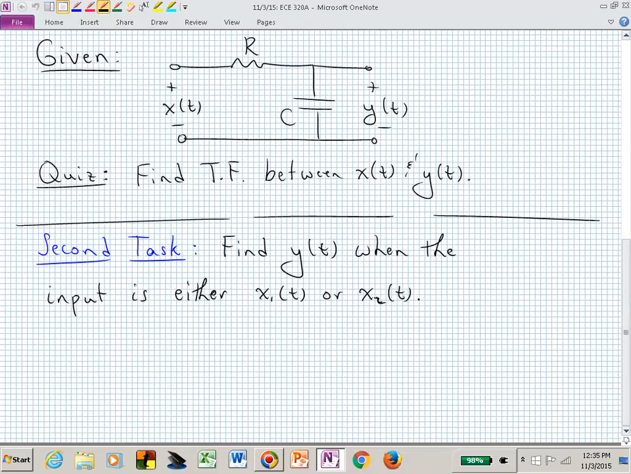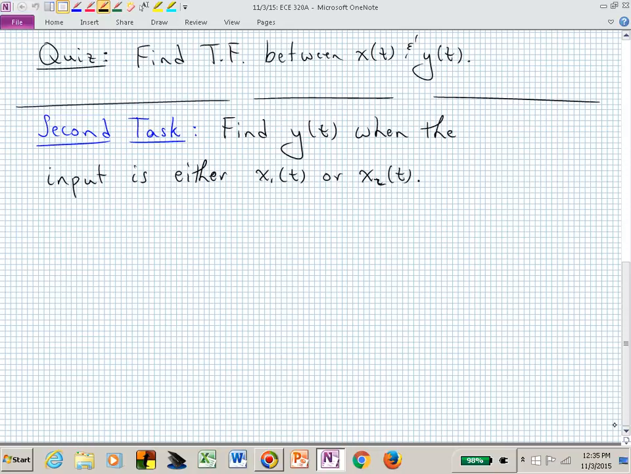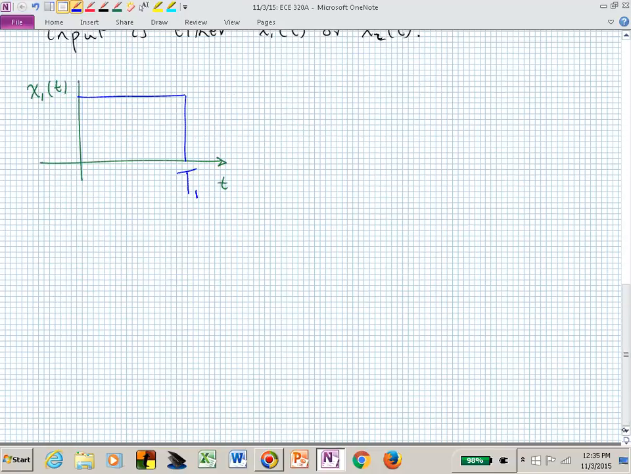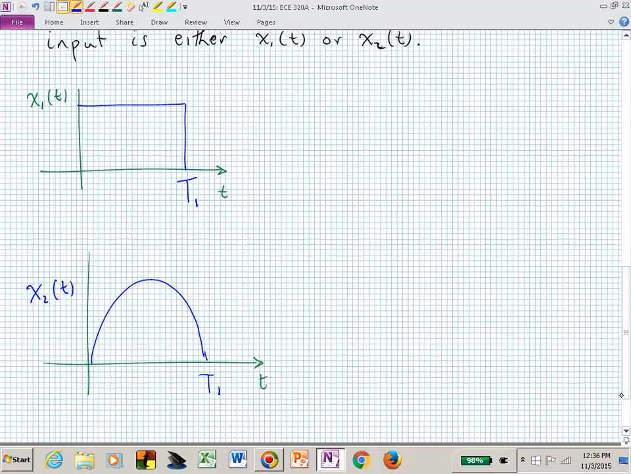I want you to think how you would use that transfer function if you were now asked to find the output Y due to either x1 of t or x sub 2 of t, where x sub 1 of t in the time domain, let's say here's x1 of t, and let's just say that it's that waveform, or x sub 2 of t, how would you now find the output y given those two waveforms?